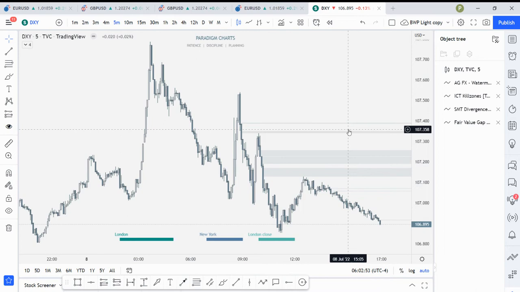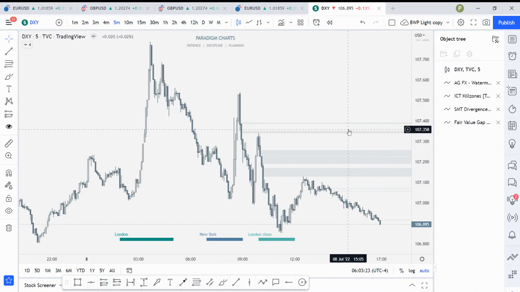Okay. So SMT divergence is a concept taught by the Inner Circle Trader on YouTube. You can check out his YouTube channel if you want to have a more in-depth understanding of this concept. That is where I learnt it, and he has a lot of rich videos on his YouTube channel. So without further ado, let me go into the details.